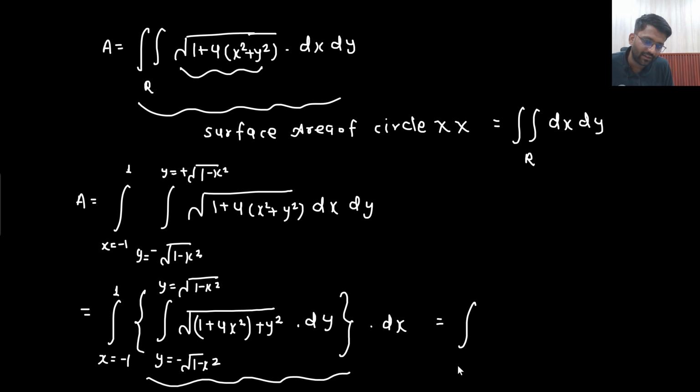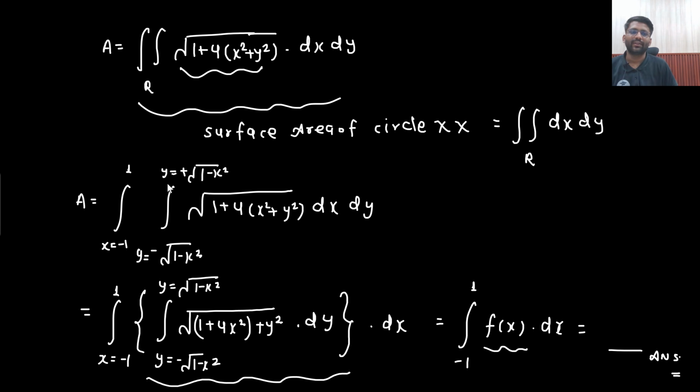So what will I get? Minus 1 to 1, a function of x dx. Then I will have to integrate this one, put the limits, and some numerical answer I will be getting. Now, is it easy to solve? Absolutely not. So can I proceed with this method? Absolutely not. I cannot proceed with this method.